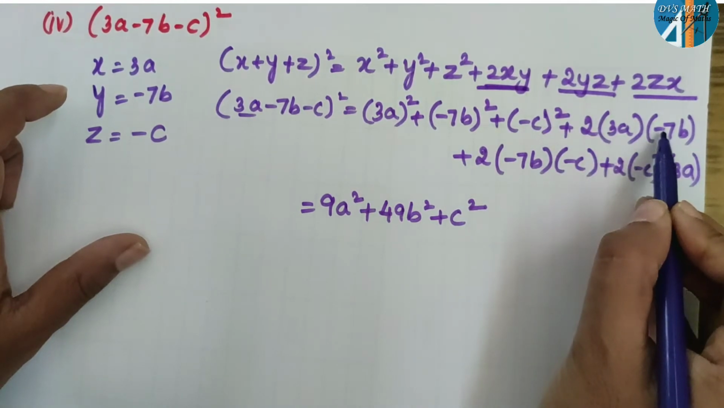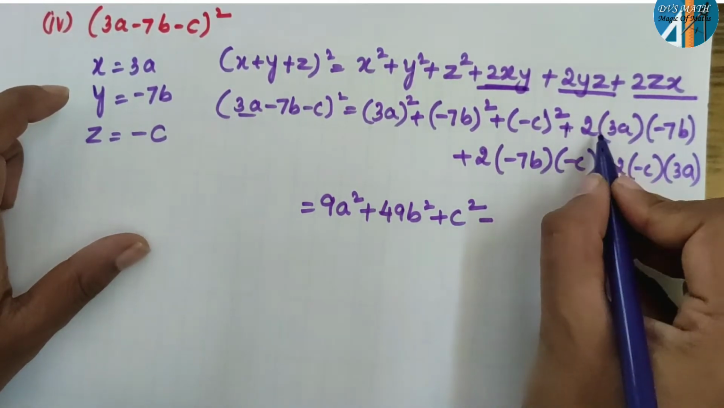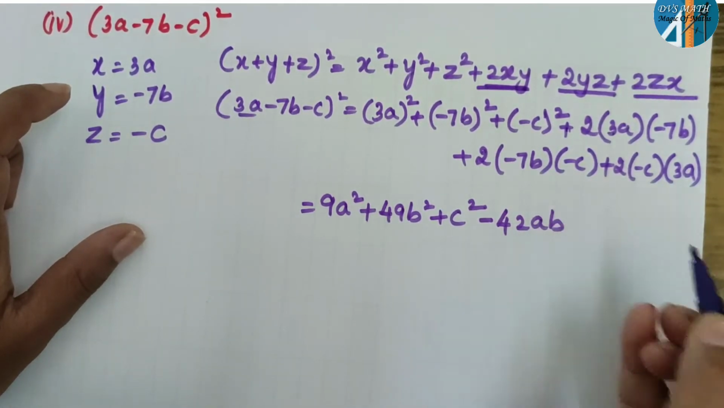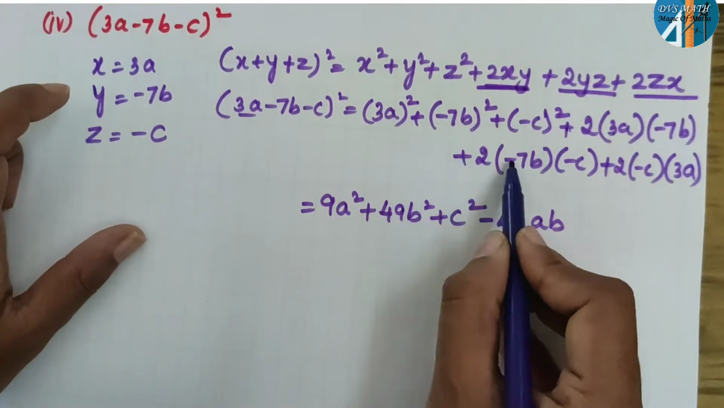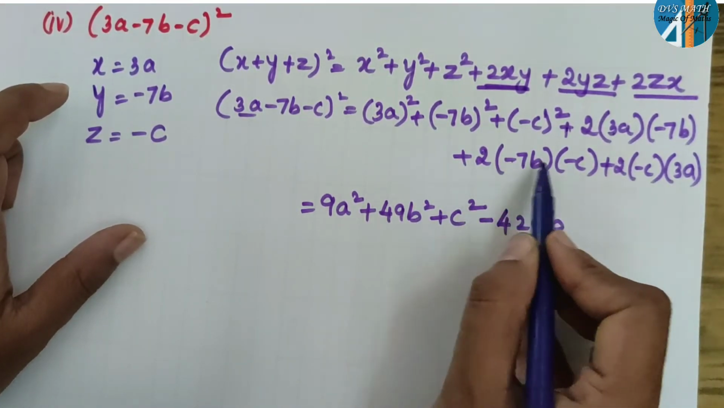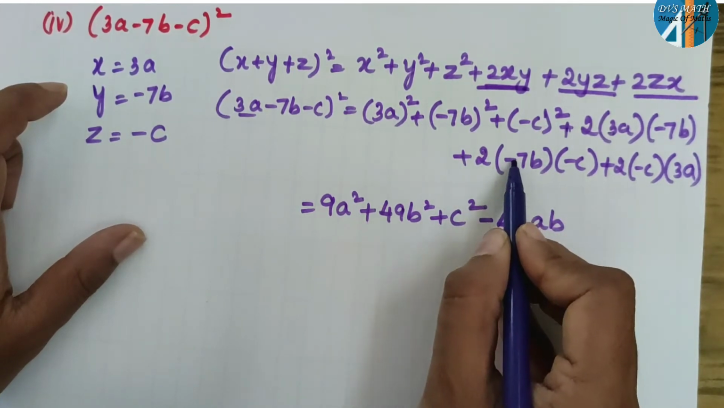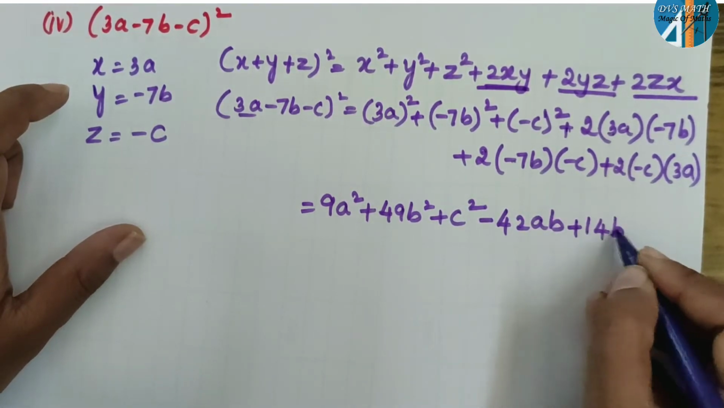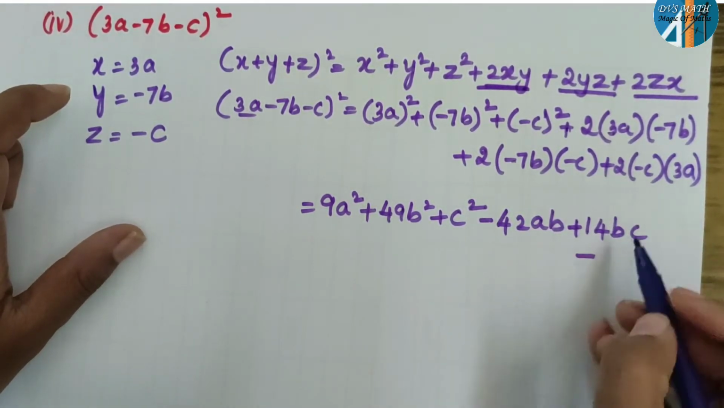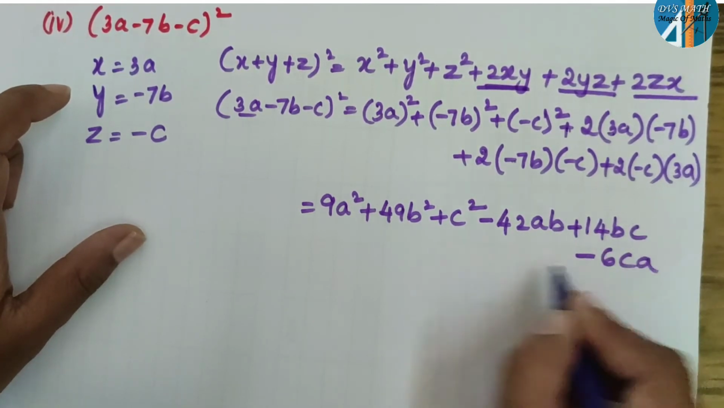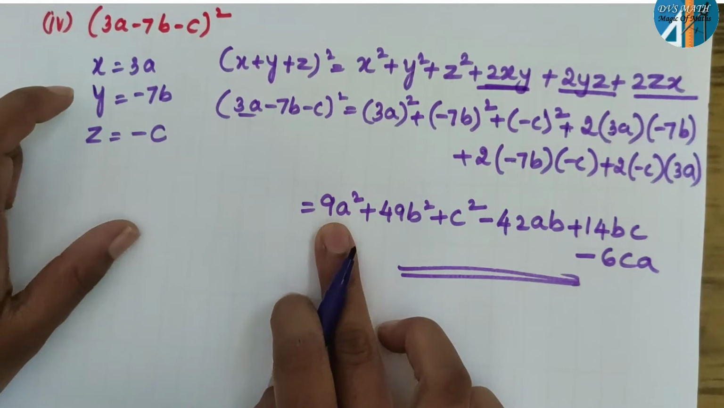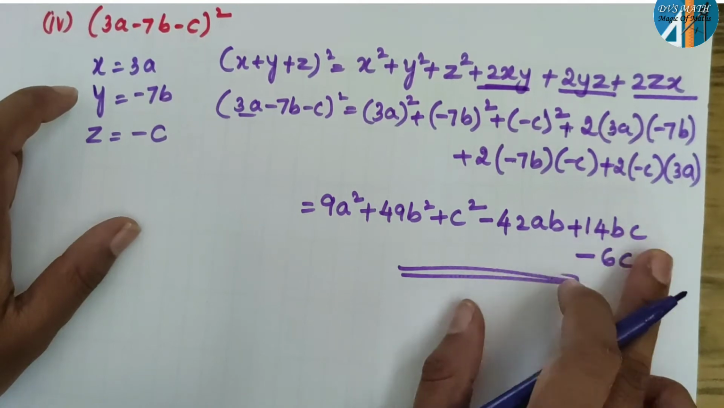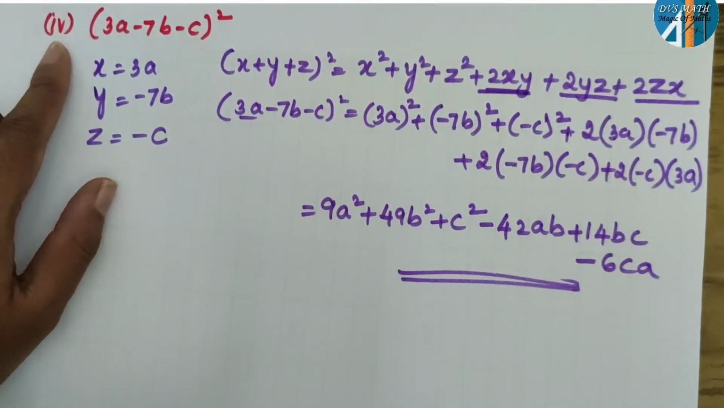Now you have to be careful when multiplying the sign. Plus into minus, you have 1 minus here. So plus into minus, minus. Now multiply the numbers. 2 3s are 6, 6 7s are 42ab. Now plus into minus, minus, minus into minus, you have 2 minus here. So plus into minus, minus, minus into minus, plus. 2 7s are 14, so 14bc. Again plus into minus, minus, 2 3s are 6ca. So this is the expansion form, that is 9a square plus 49b square plus c square minus 42ab plus 14bc minus 6ca. This is sub question 4.